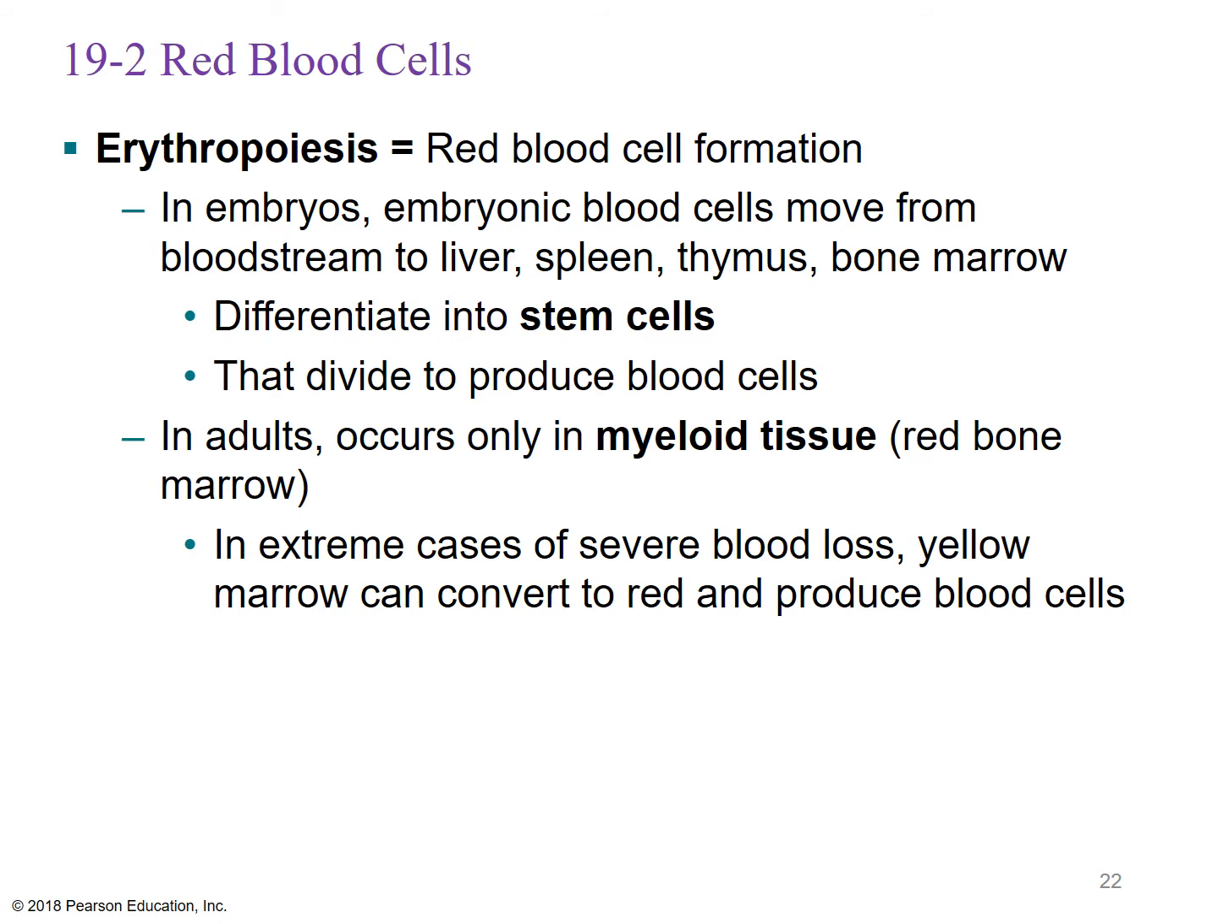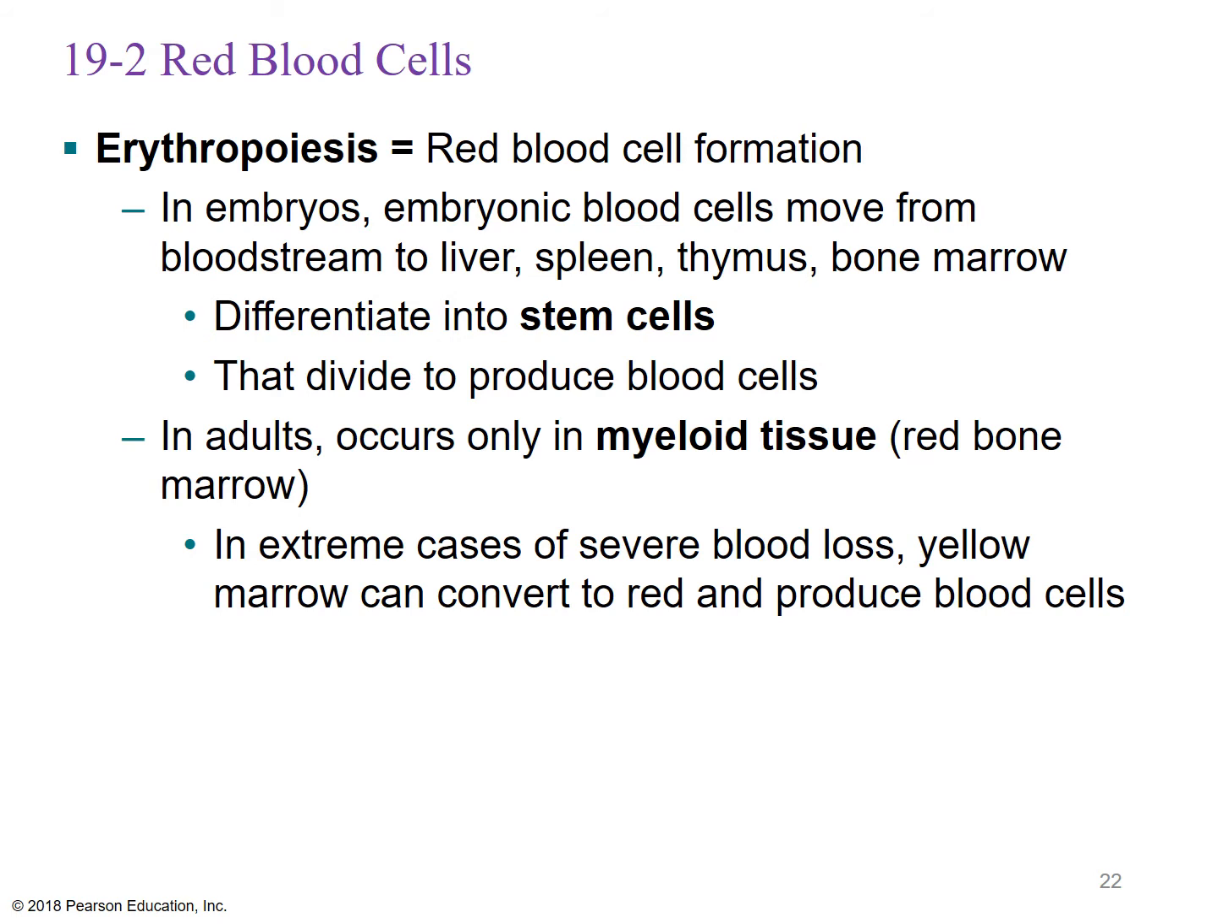Erythropoiesis is the term for red blood cell formation. Remember, we had hemopoiesis and hematopoiesis earlier on. That was formation of the formed elements, so as a whole. But if we're talking about just red blood cells, then the term is erythropoiesis.